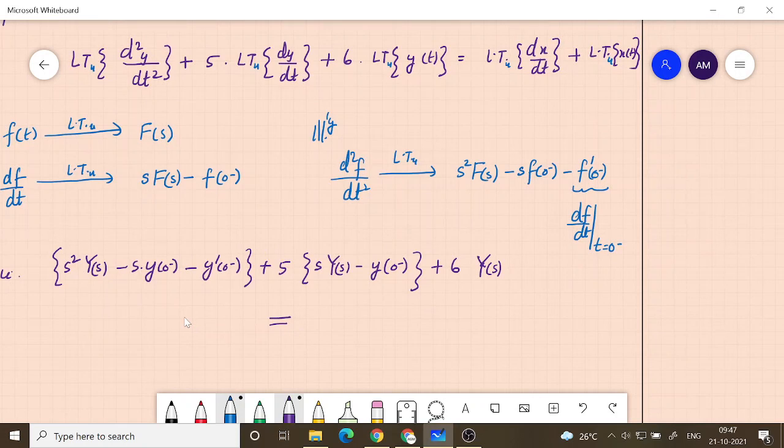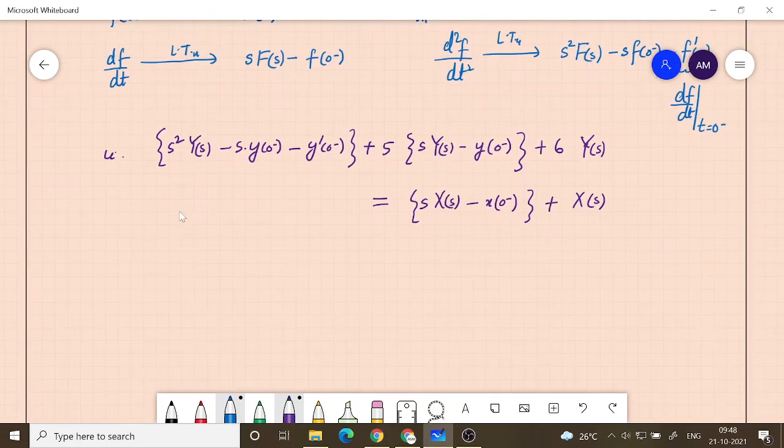On the right hand side, we can apply a similar result. If you apply it, you will get s into X of s, because the Laplace transform of small x of t is capital X of s, then minus the initial condition, that is x of 0 minus. That is the first term, and then we have simply X of s. This is the way it will appear after we take the Laplace transform. It is pretty simple. If you know the property, you can just substitute it.